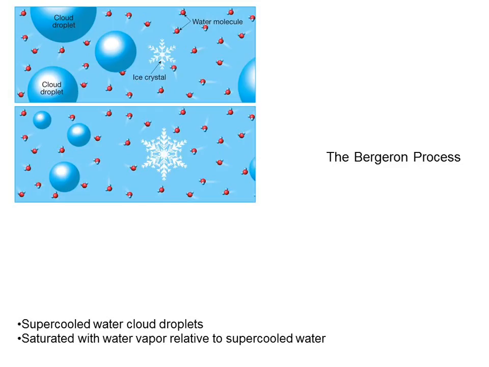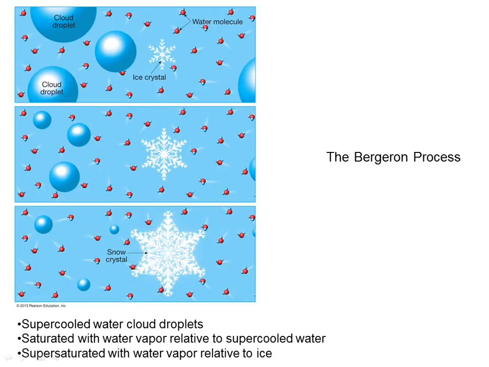So then the third one looks like this. Is that not adorable? So the supercooled water keeps giving up water molecules. Basically, this feeds the snow. It feeds the snowflake.